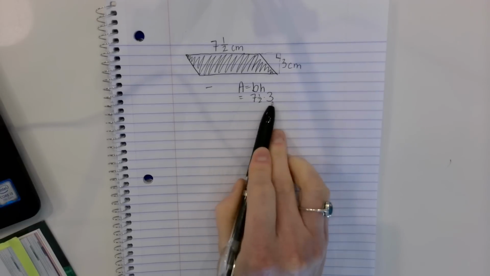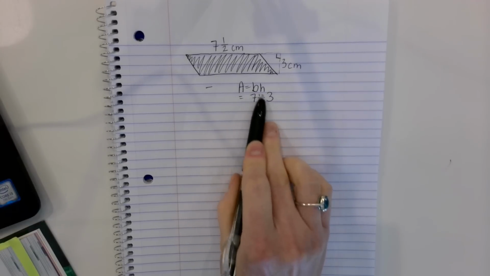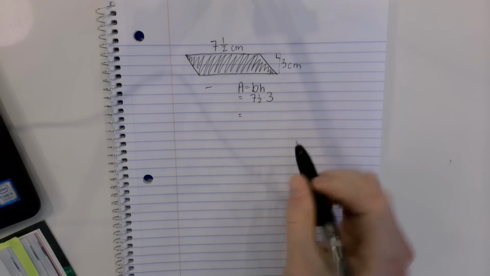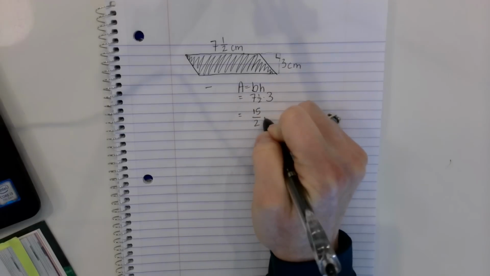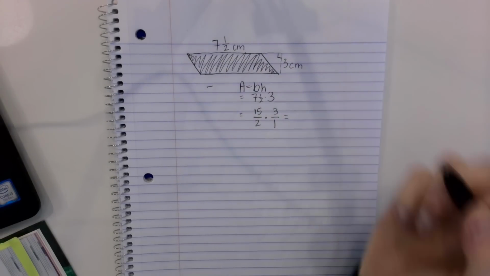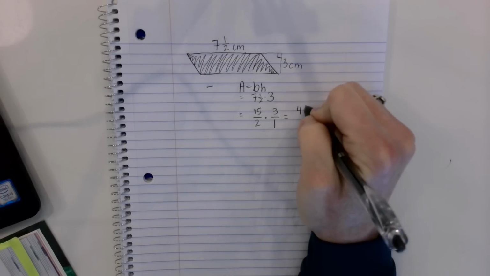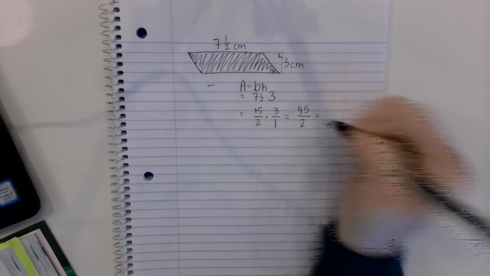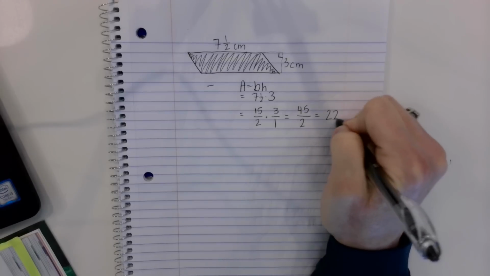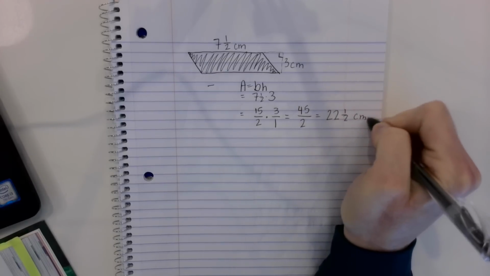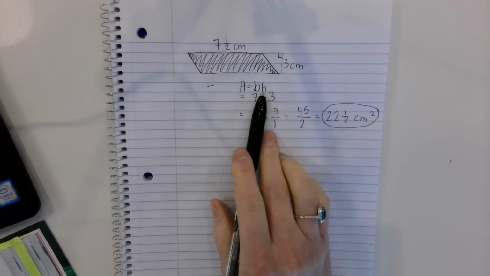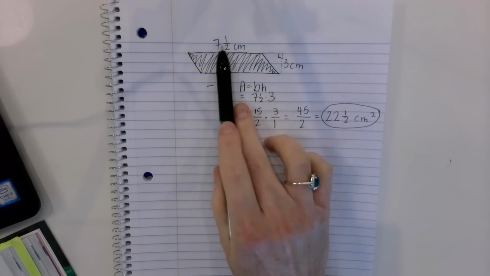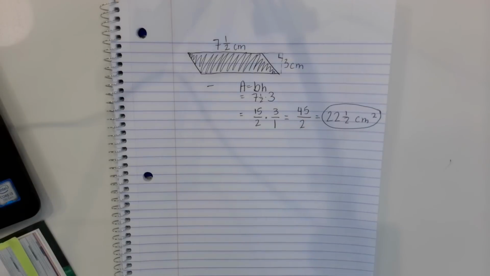Now when you're multiplying mixed numbers, you have to make this into an improper fraction. So you would have 7 times 2 plus 1, 15 over 2 times 3 over 1. 15 times 3, 45 over 2. And then simplify that to 22.5 centimeters squared. So again, the same process, you're just multiplying base times height, but you can have fractions, you can have decimals. So you can just make the problem a little bit more complicated that way.